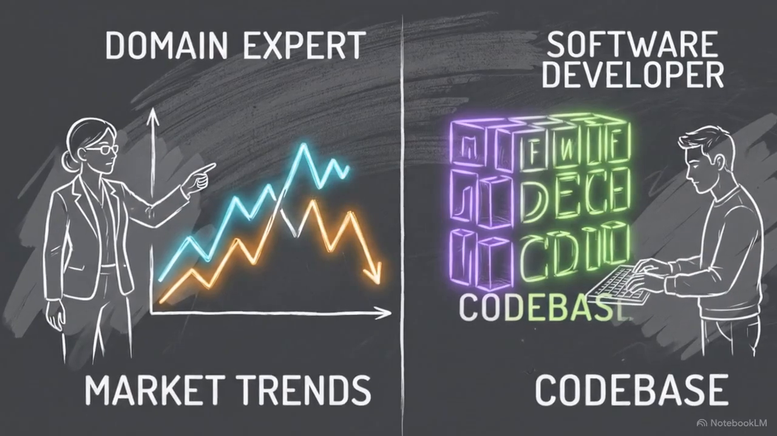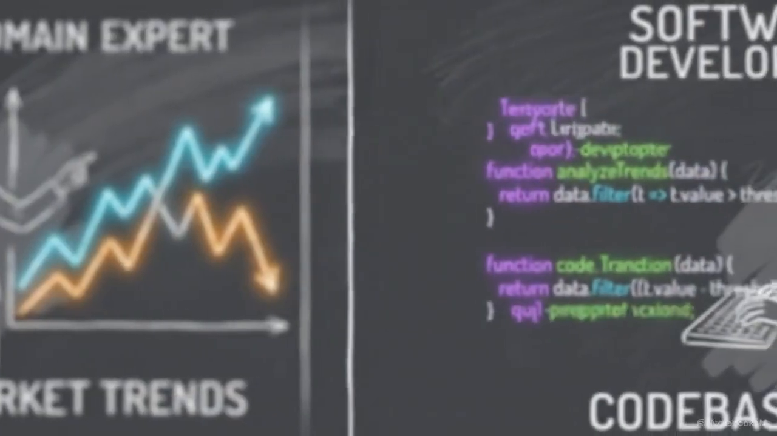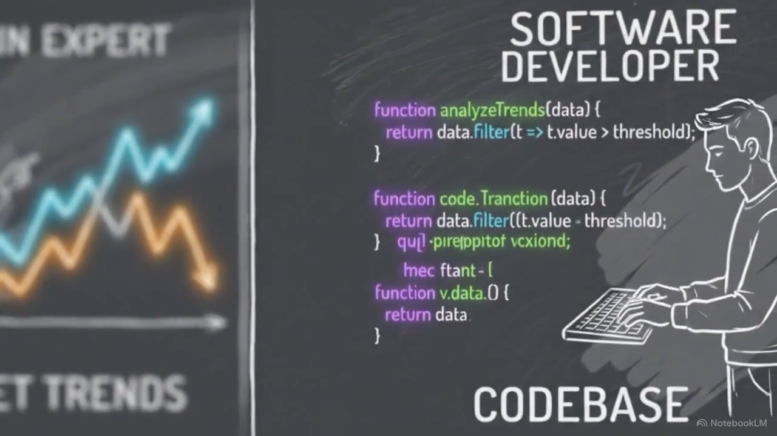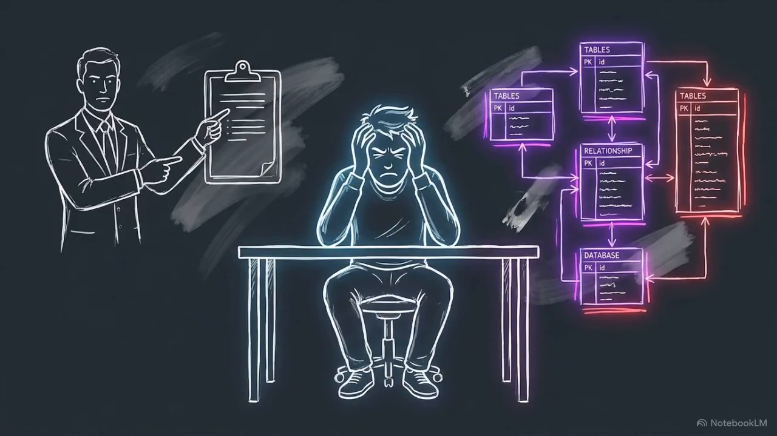Business experts discuss their domains in specialized jargon. Software developers talk about UI widgets, database tables, and system components. Because these two groups lack a shared vocabulary, developers are forced to act as constant translators.